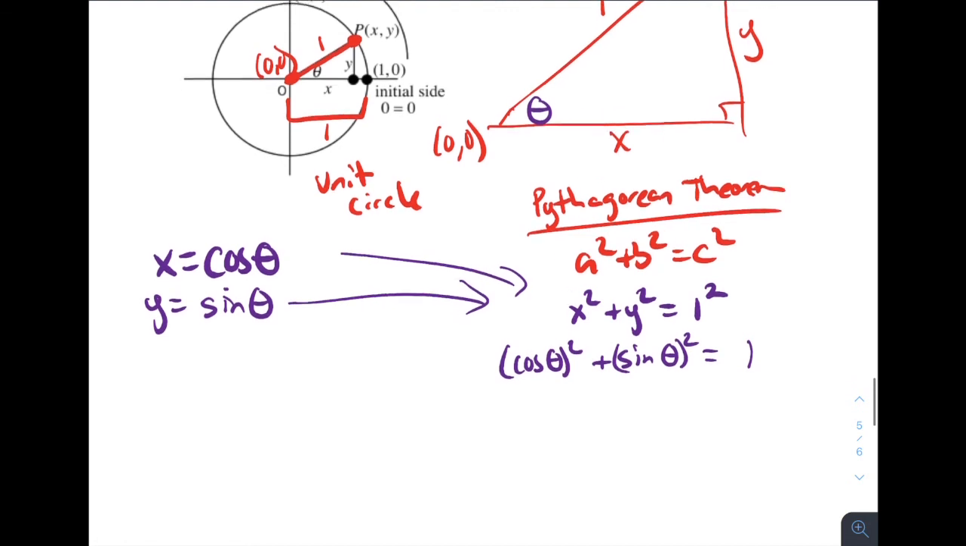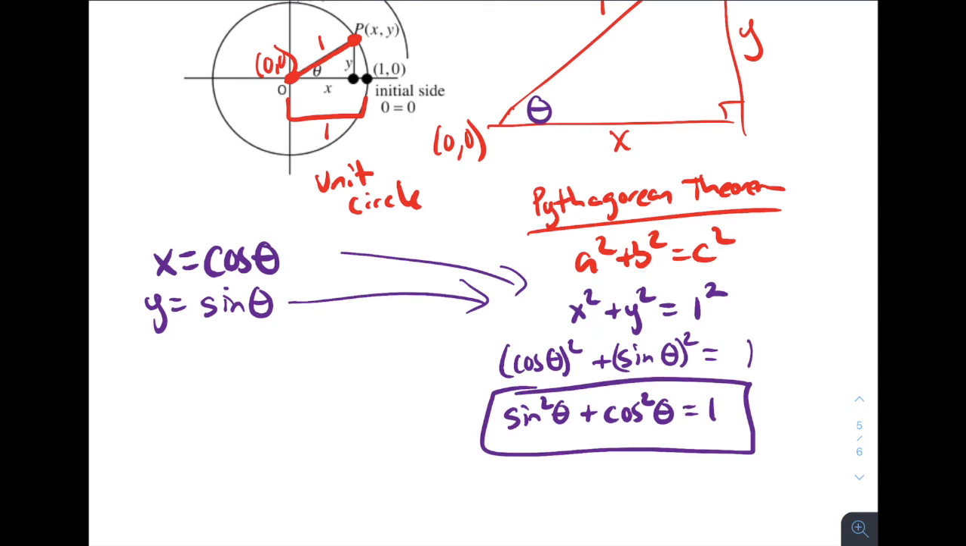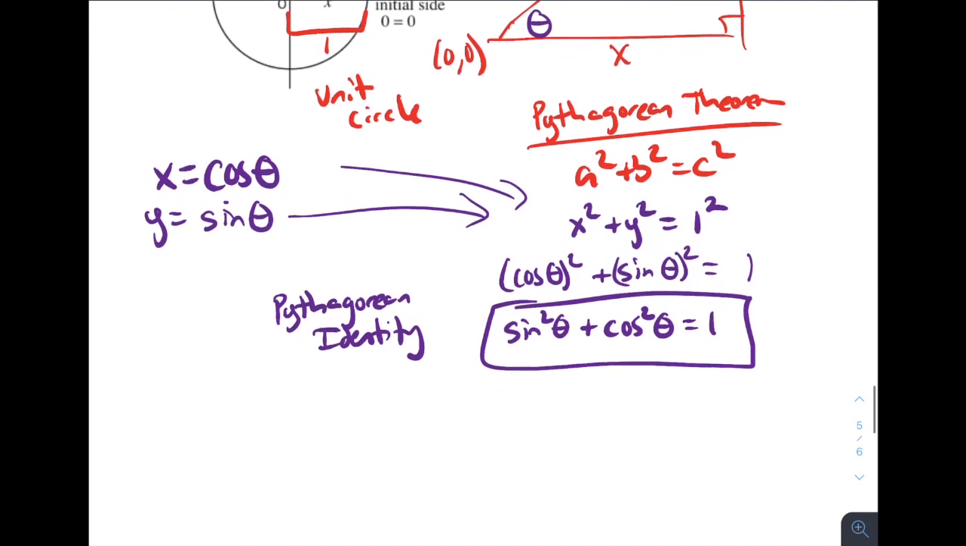I'm going to rewrite this a little bit more generally: sine squared of theta plus cosine squared of theta is equal to 1. This is what's referred to as the Pythagorean identity. The Pythagorean identity. And it's one of 3 versions of this. But what does this say?